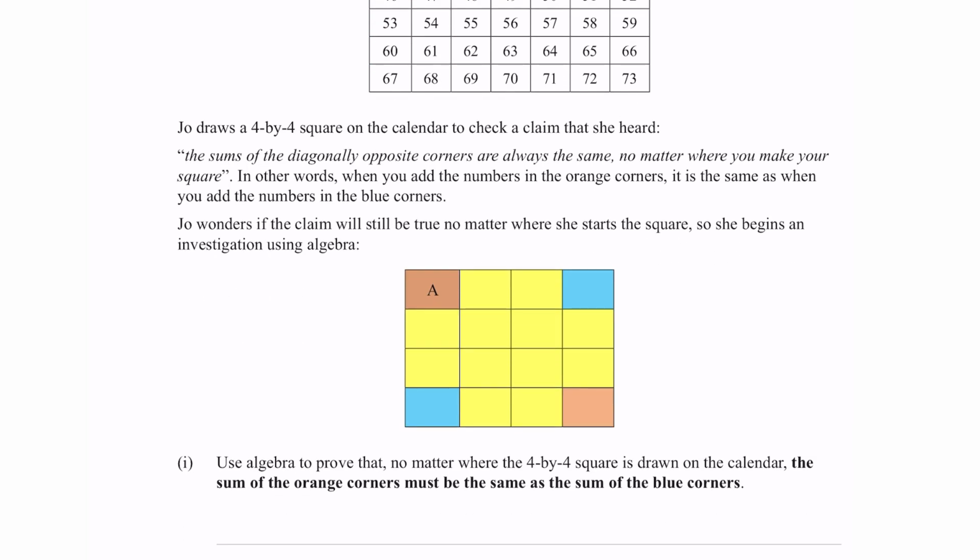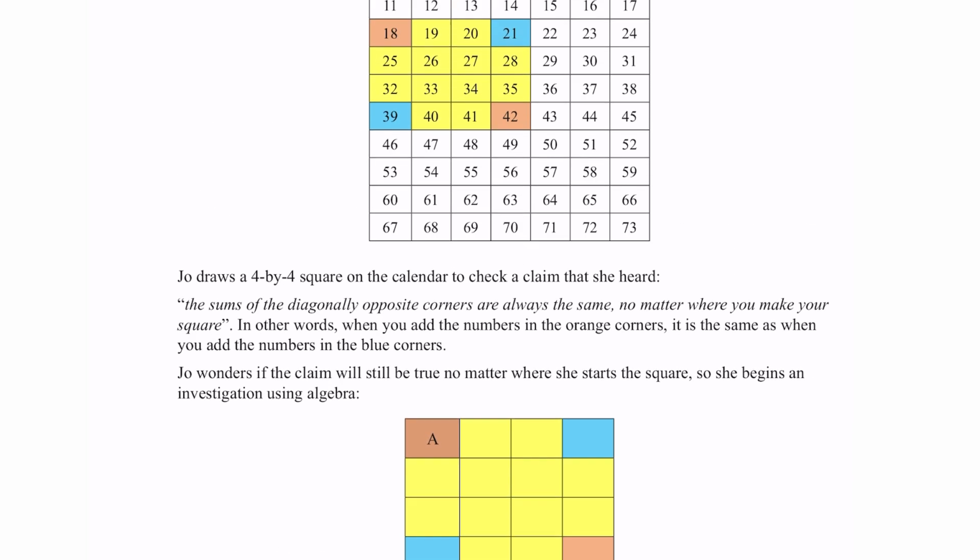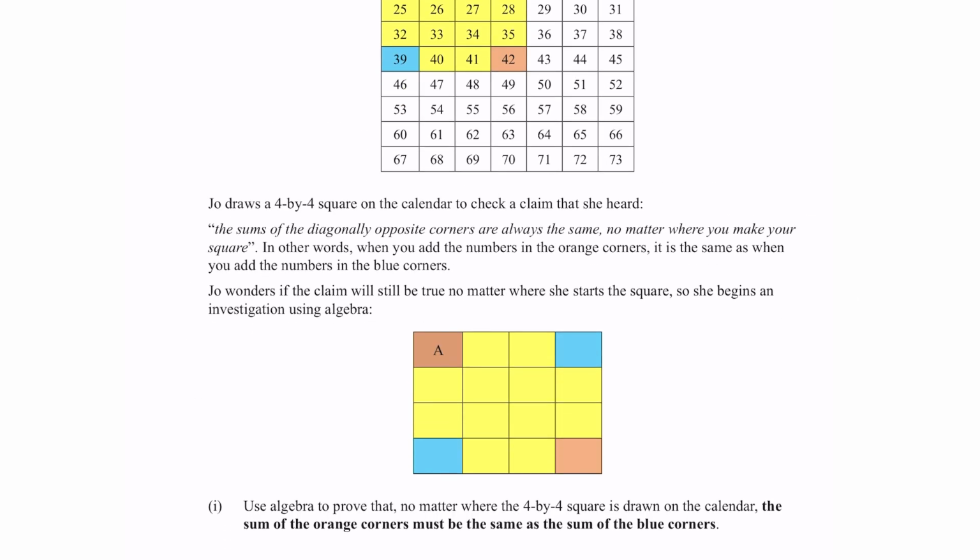So part I. Use algebra to prove that no matter where the 4x4 square is drawn on the calendar, the sum of the orange corners must be the same as the sum of the blue corners. Okay, so how are we going to prove this?